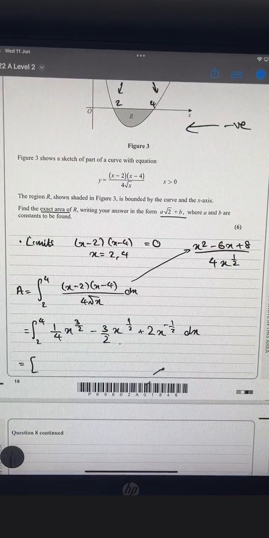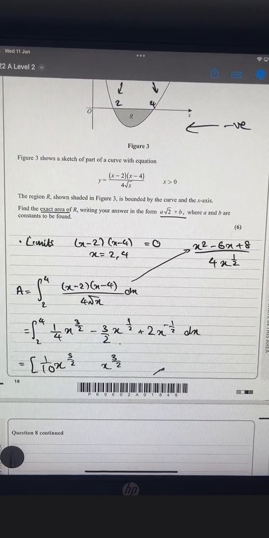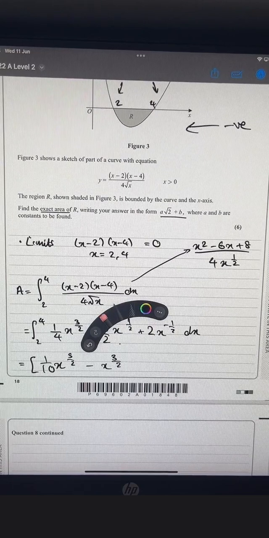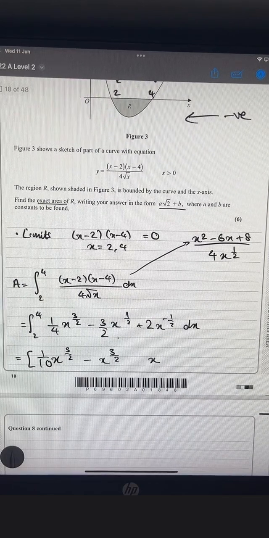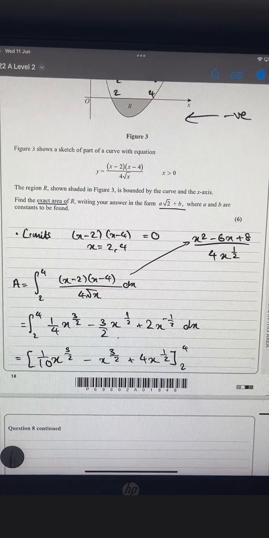Increase the power by 1, that's x to the 5 over 2. 1/4 divided by that, I get 1/10. And then I do increasing the power by 1, x to the 3 over 2. Divide that through, that just goes away. And then increase the power again on this one, I get x to the half, and then 2 divided by that is plus 4, and the limits are 4 and 2.